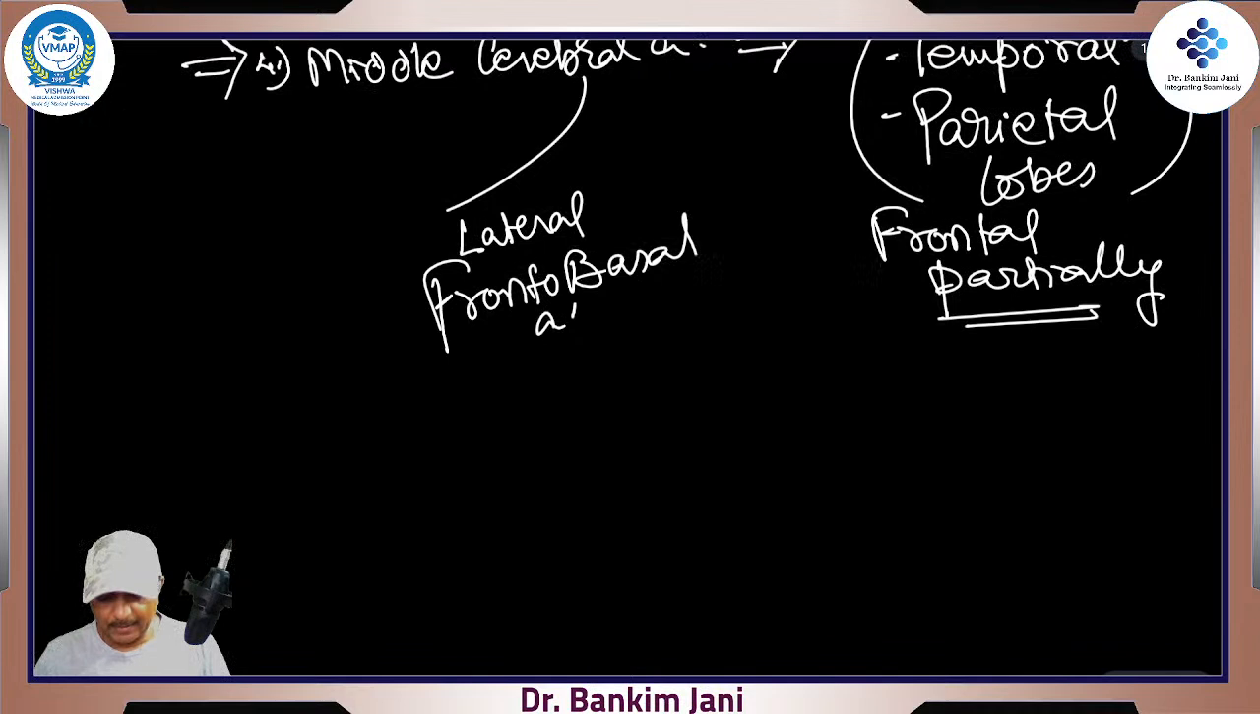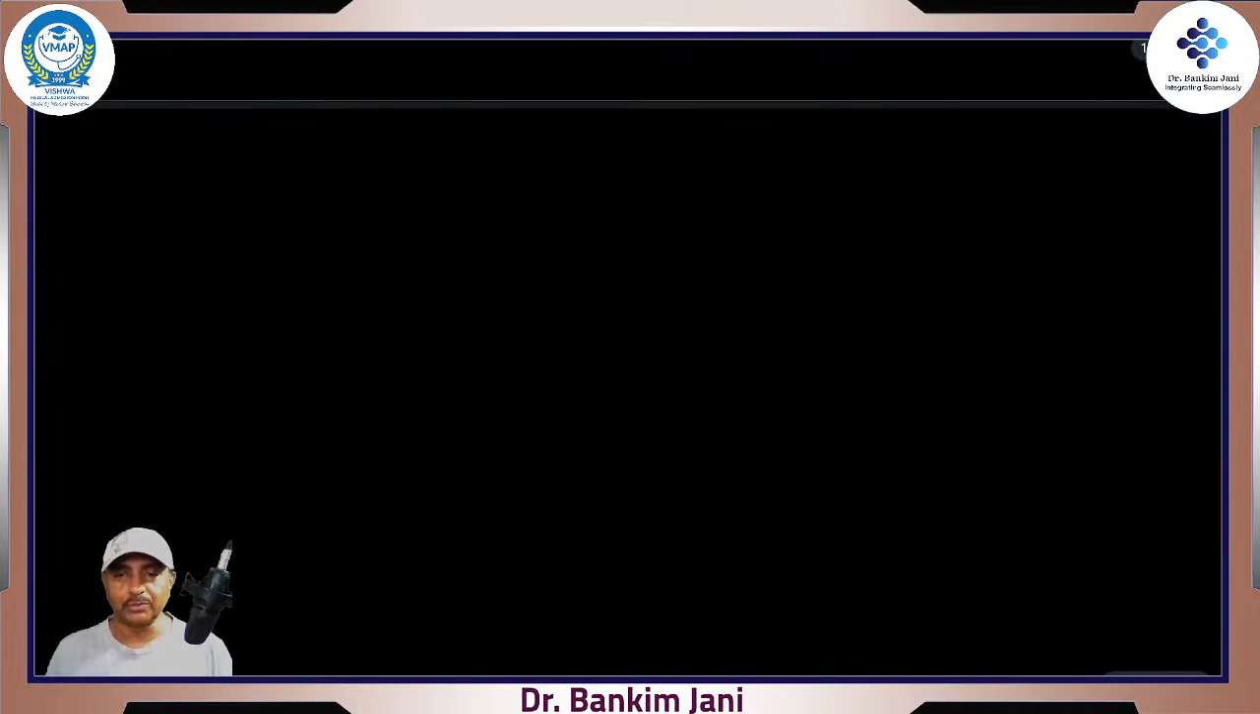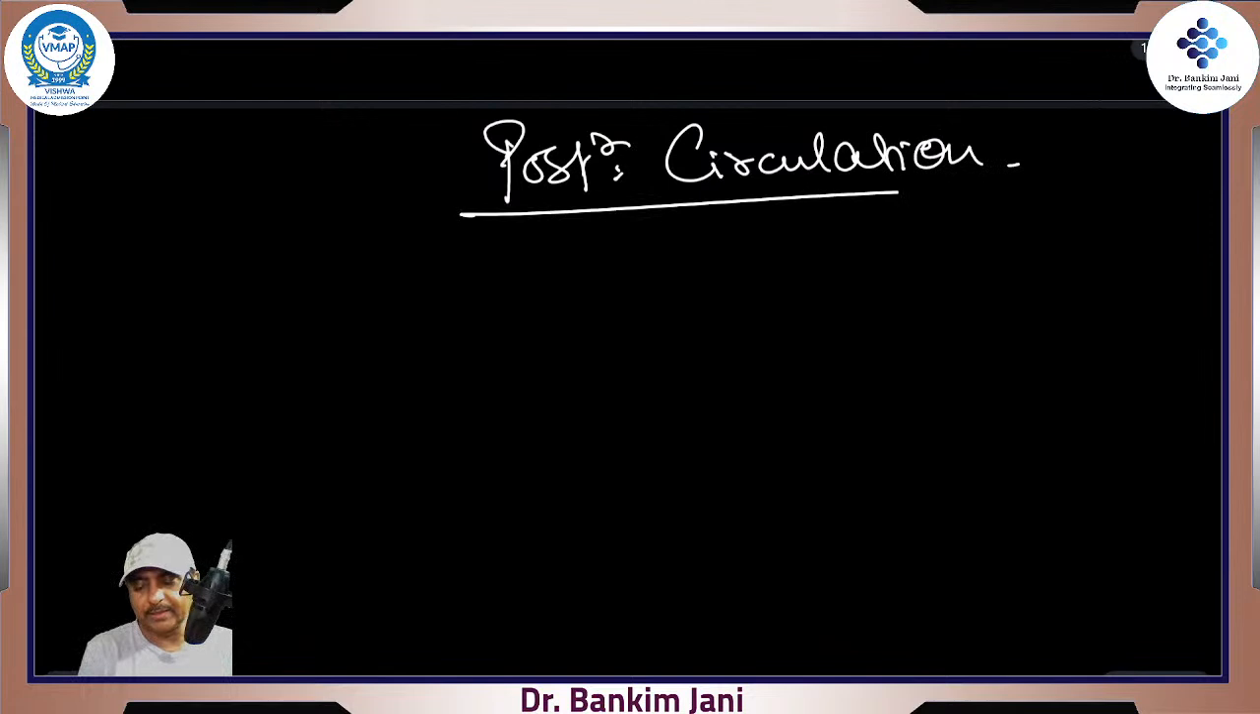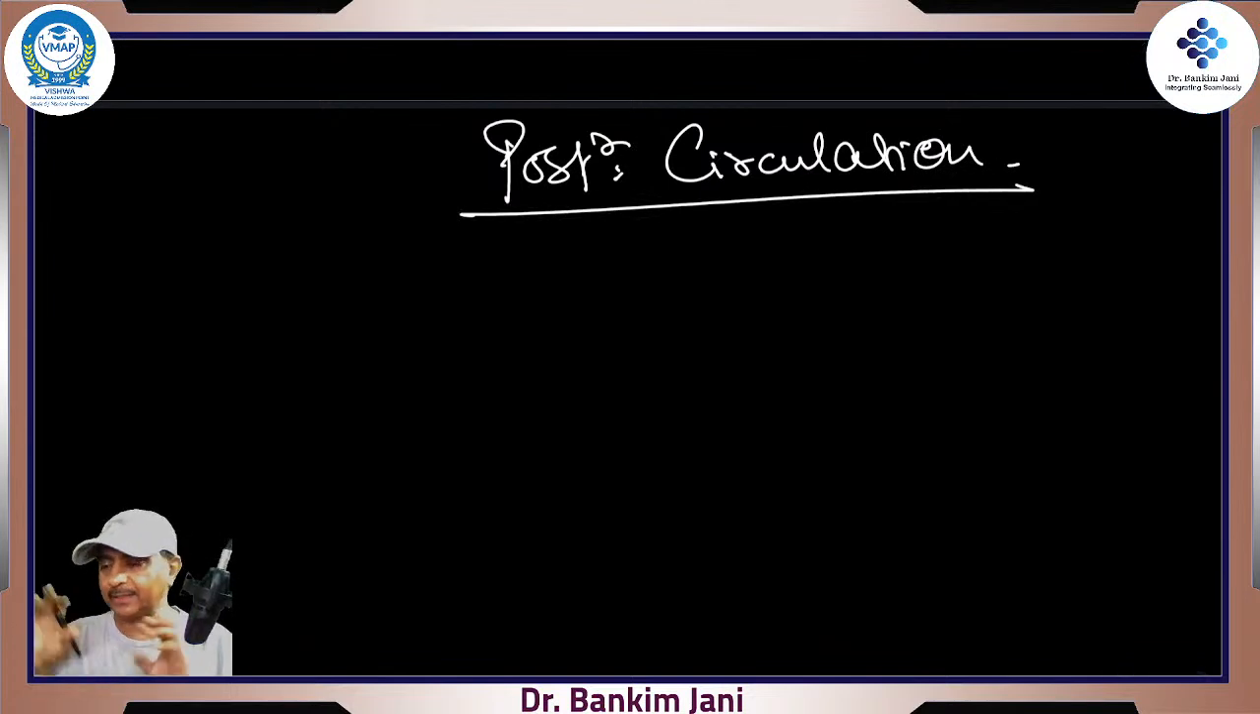Done. Now all we need to do is talk about the posterior circulation, right? And after the posterior circulation, we'll be talking about the veins. They are very few. All we need to see is that these veins won't be following the course of the arteries. Arteries play a different game, veins play a different game, right?